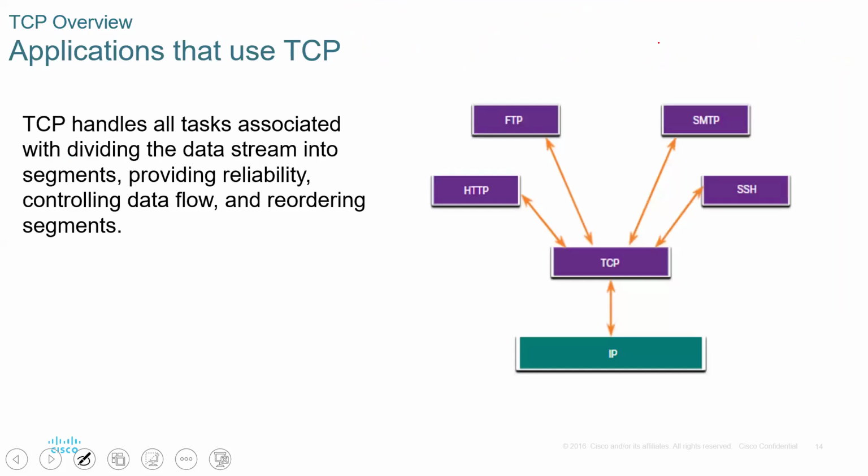Now, there are different applications that use TCP. Amongst them are your web application, which uses HTTP, okay? And it uses maybe port 80. Then you have FTP that uses 21. You have SMTP that uses port 25. SSH that uses port 22, and so on and so forth.